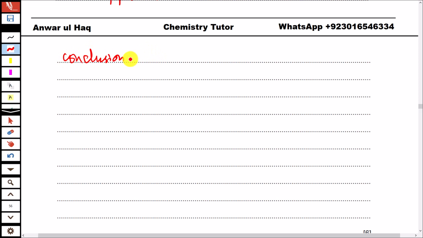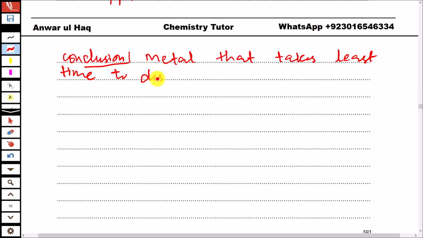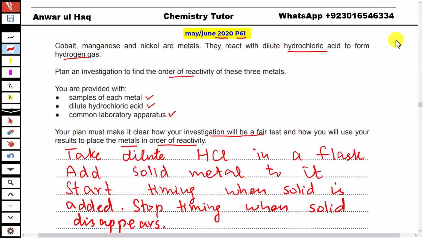Conclusion: the metal that takes least time to disappear is most reactive. Okay, but in this discussion so far, we have not talked about how our investigation will be a fair test.